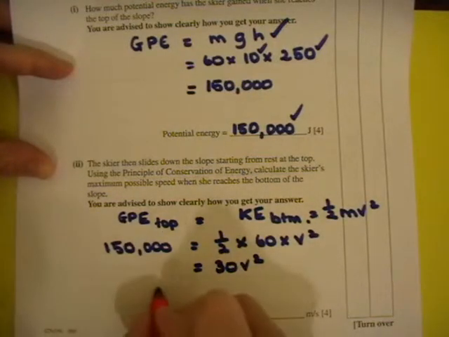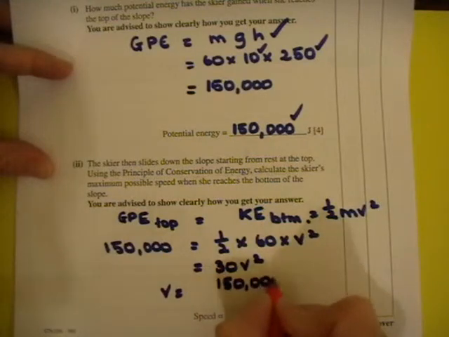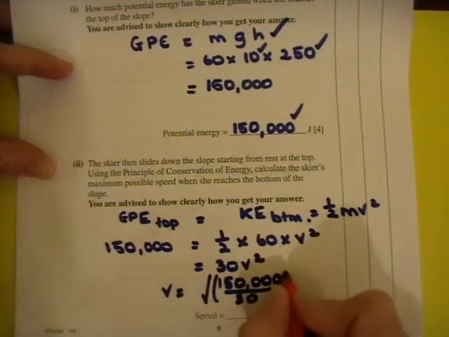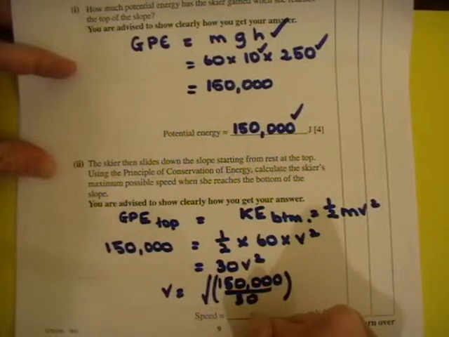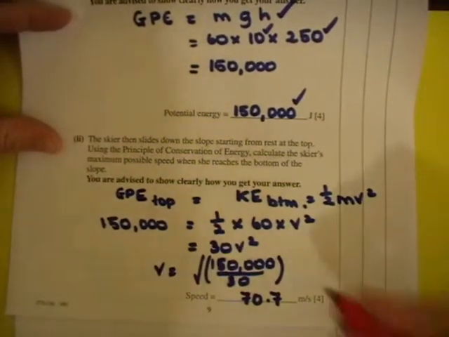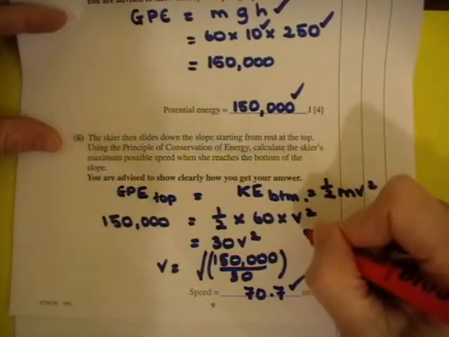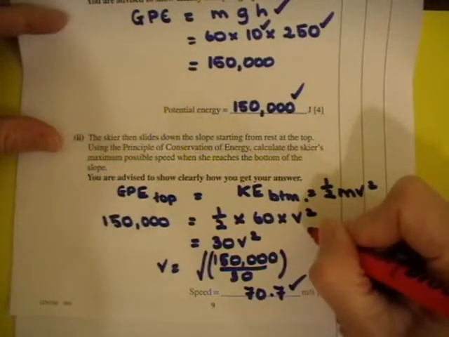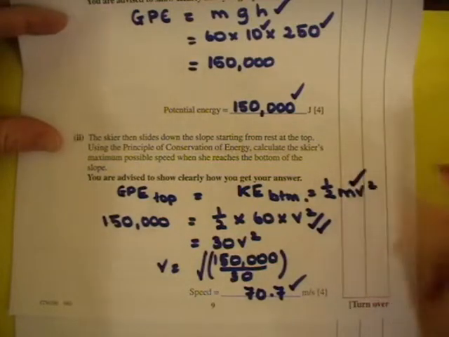And so to get v, you're going to have to divide 150,000 by 30 and take the square root of your answer. And that comes out to be 70.67, or 70.7 metres per second. So there's 1 mark for your answer, 2 marks for your working out here, and 1 mark for your equation up here.